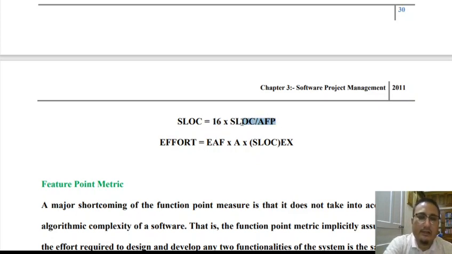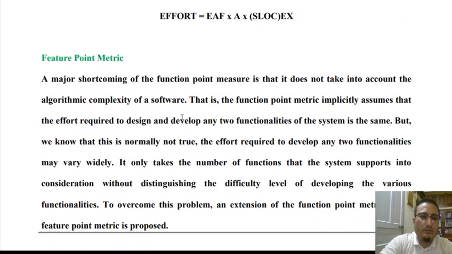So altogether, function point matrix takes into account 5 for unadjusted function point, 14 for technical complexity factor, and SLOC for estimating the size. So altogether, it takes into account 20 system characteristics for estimating the size of the software system. So this is all about function point matrix. Now let us move on to the next matrix for estimating project size, called feature point matrix.